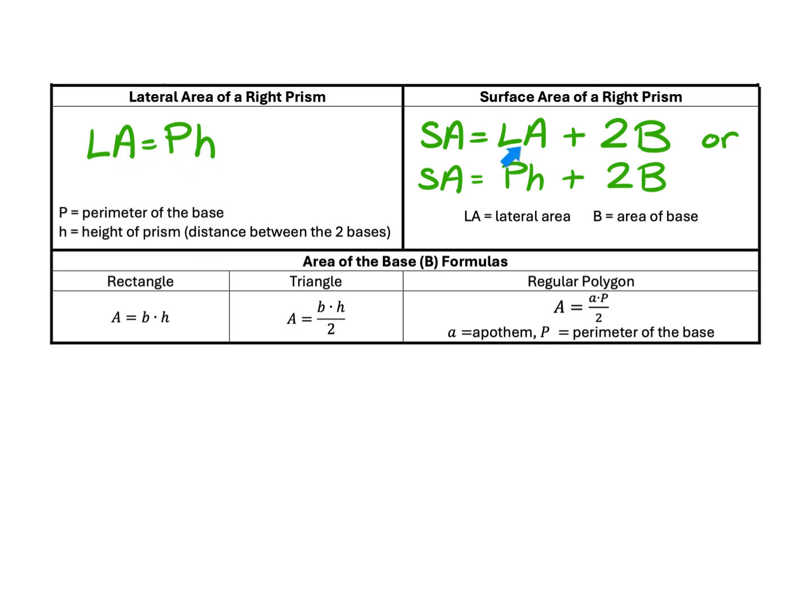The surface area is just the lateral area plus 2 times the area of the base, since there are two congruent bases. In order to calculate the area of the base, you'll need to pick the appropriate area formula that we learned back in Unit 9. For prisms, the bases in this class are going to be either rectangles, triangles, or regular polygons. You can also write the surface area formula like this, where instead of LA plus 2B, you substitute in the P times H for the lateral area, plus 2 capital B.